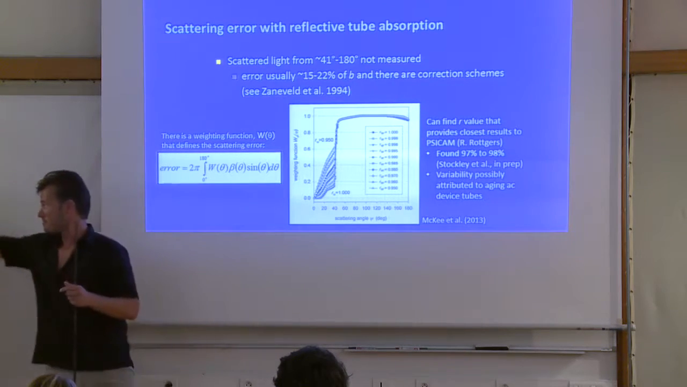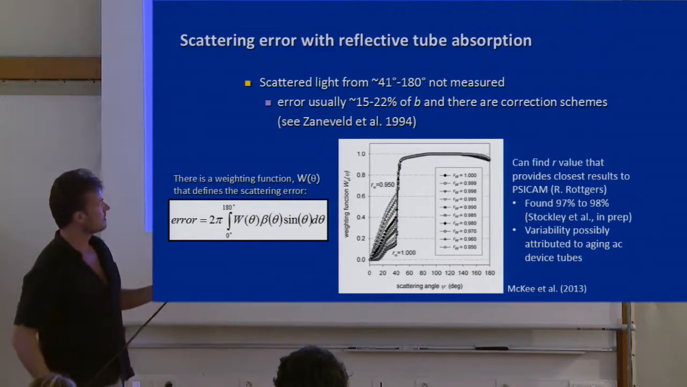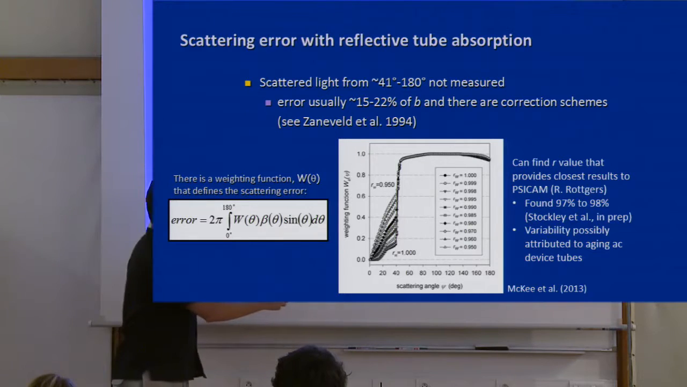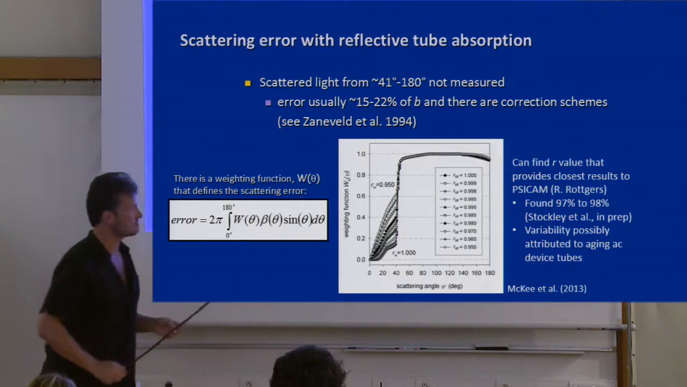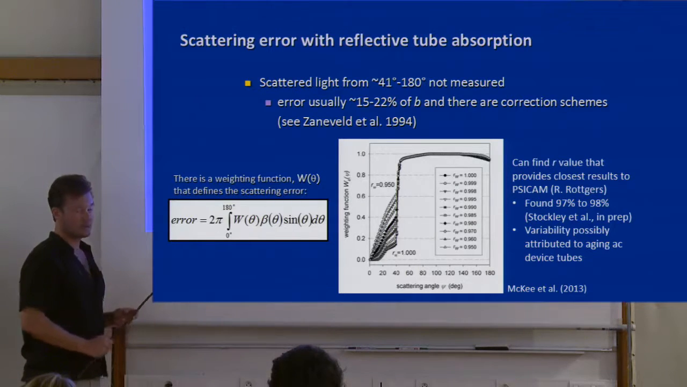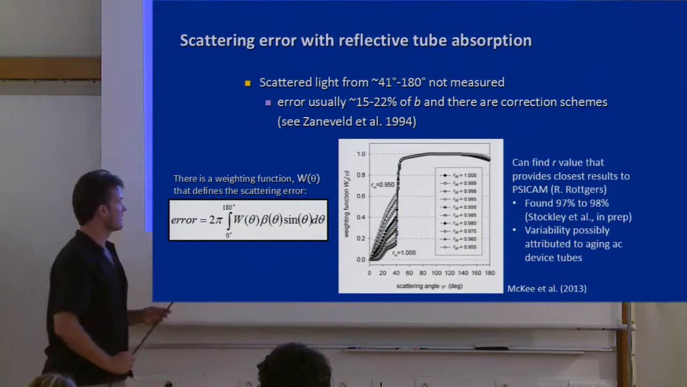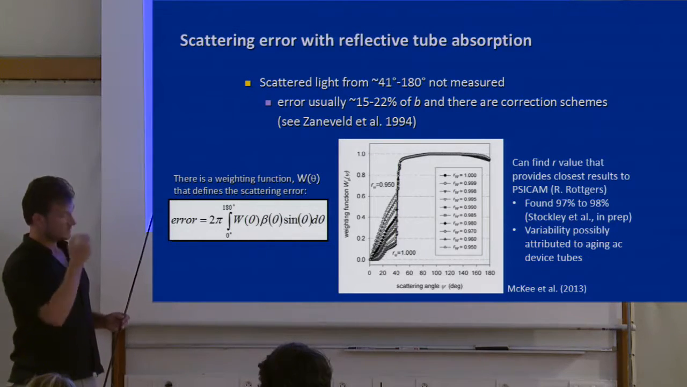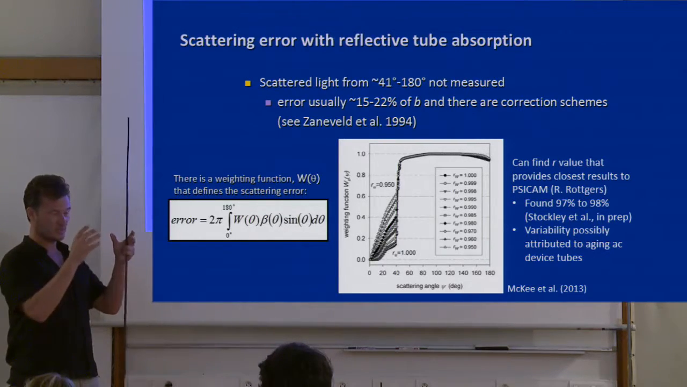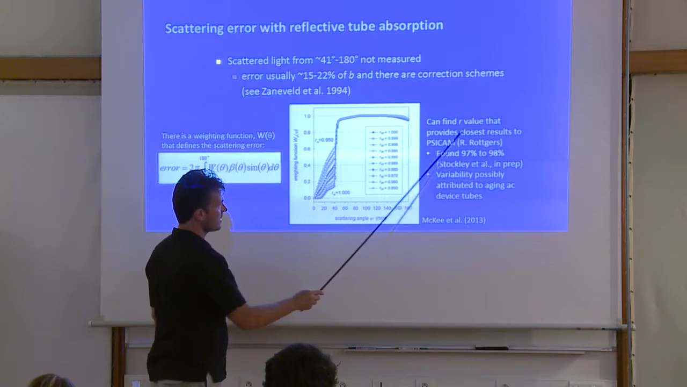I'm not going to go into detail of this, but in this paper that we're just about to submit, since we've independently measured the volume scattering function, we can convolve that with these different weighting functions, get the error, subtract the error, so we have what we think is true A, and we compared it with the SICAM of Rudy Rocker.